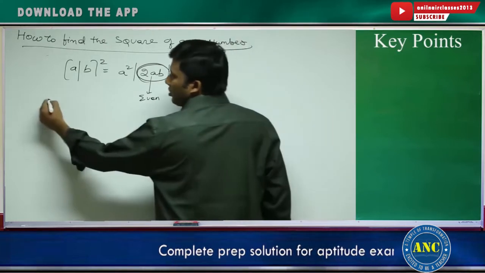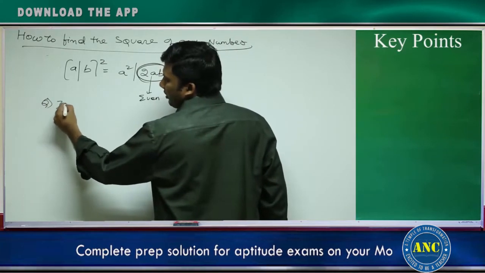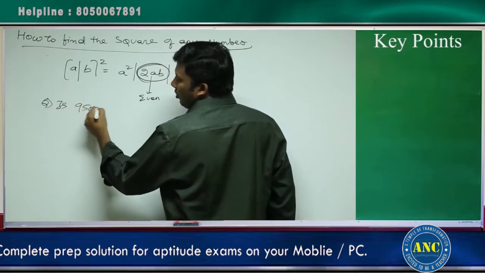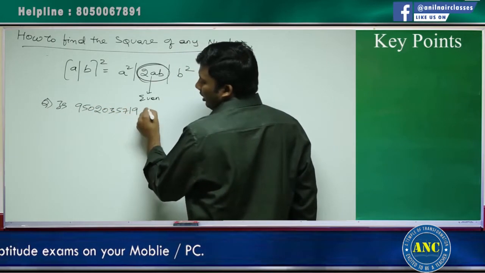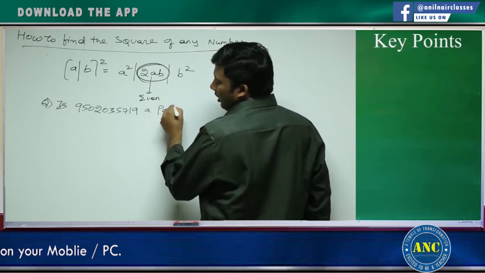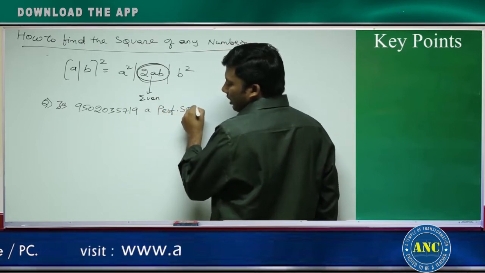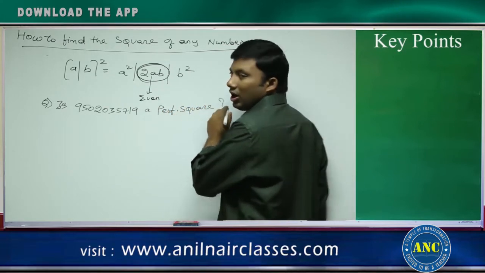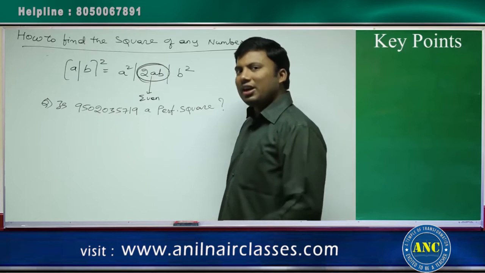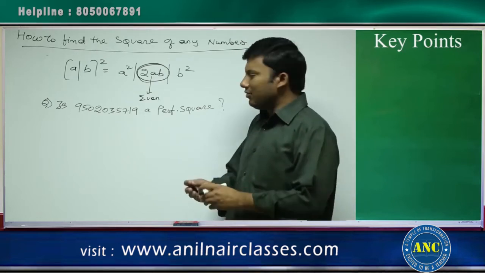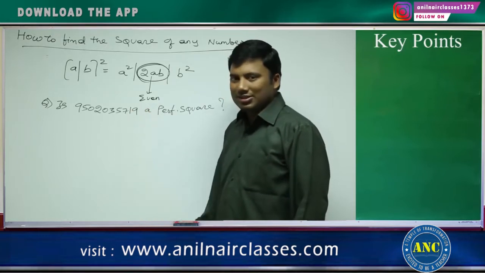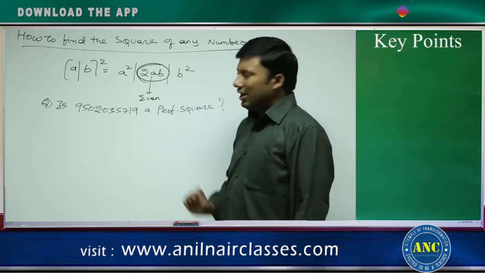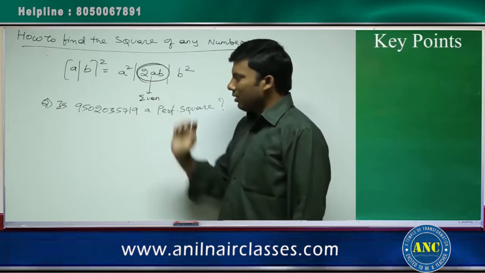Suppose there is a question. Is 9502035719 a perfect square? We need to check whether this number is a perfect square or not. Generally in textbooks, there is a method which states to start from the rightmost and keep a slash after two digits. Let us not use that method. Let us understand from this problem.